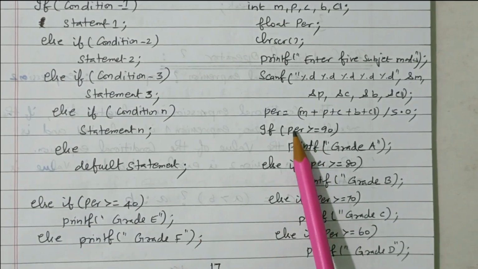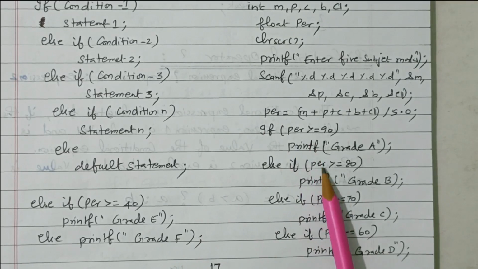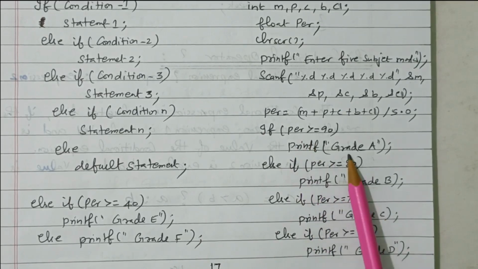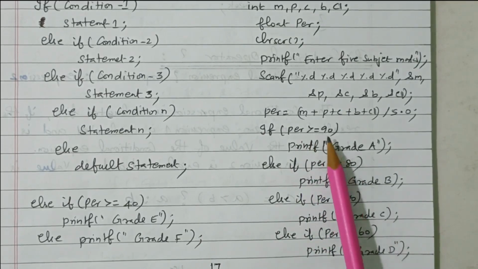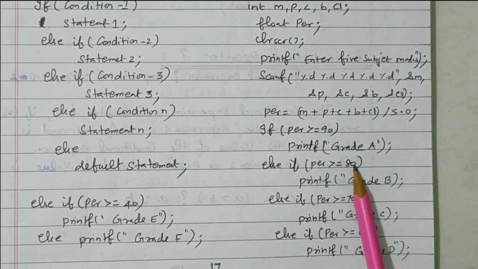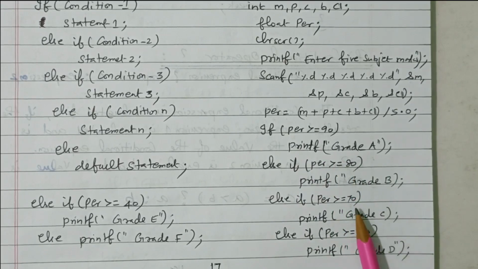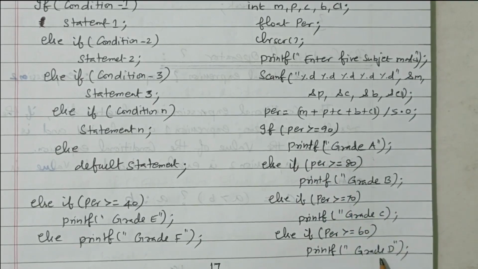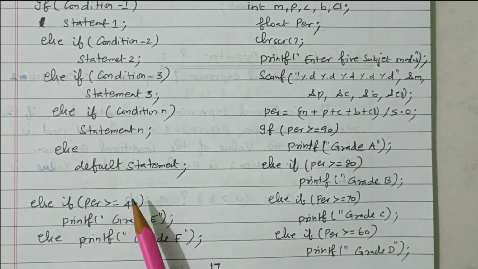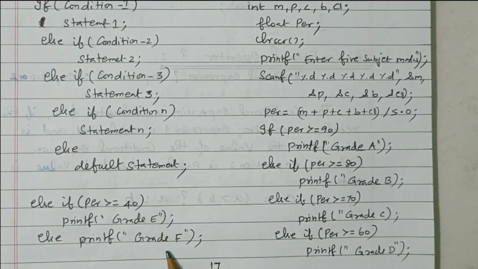So we are checking the percentage. For every category we have a grade. 90 and above means grade A. Not 90 and above, 80 and above means grade B. 70 and above means grade C. 70 and above means 70 to 79, not 80. Then greater than 60 means grade D. Greater than 40 means grade E. If it is not greater than 40, it is less than 40, which means the grade will be F.